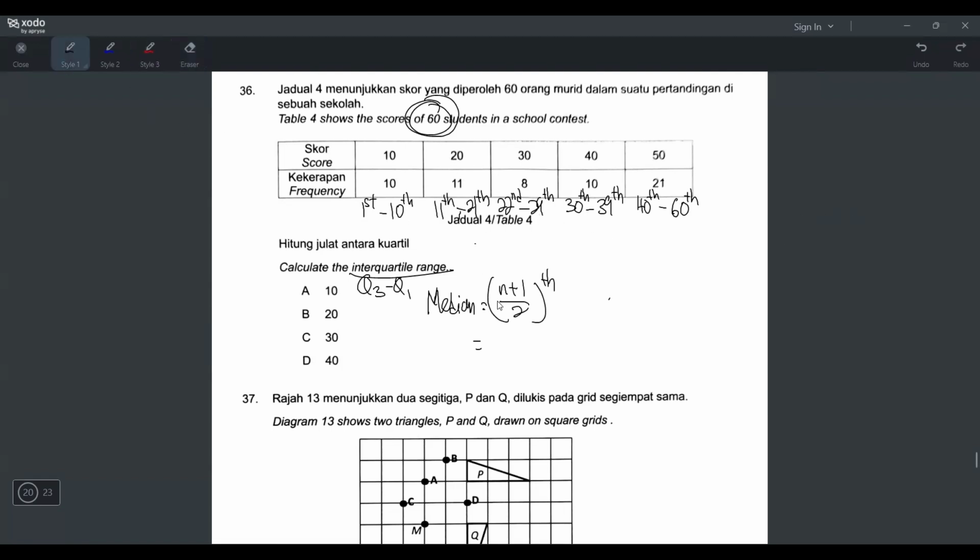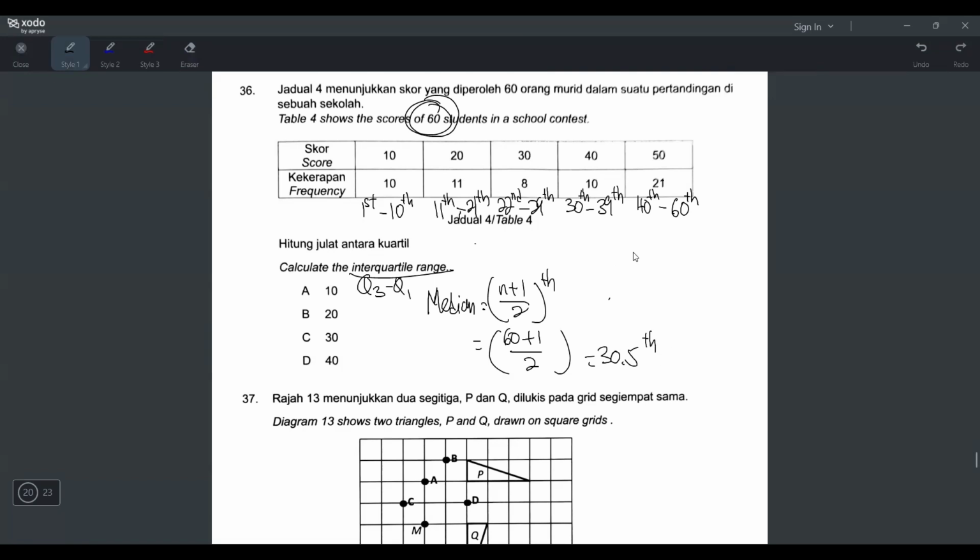Okay, sekarang kita boleh guna formula median. N plus 1 divide 2. N is total lah, 60. Ada 60 data. So 60 plus 1 divide 2, you will get 61 divide 2, which is, tekan kalkulator, 30.5. Tapi saya dah cakap dah, this formula is bukan untuk cari median, dia bagi tahu you kedudukan saja. So the kedudukan is at 30.5.